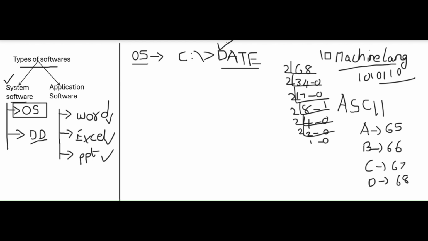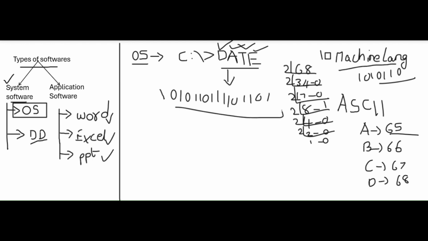Similarly, it will take A, whose ASCII value is 65, and convert it into binary language. It will take the ASCII value of T and convert it into binary, and then E. So the computer converts this date into binary values like this. Suppose it's not an exact number, something like this. Now the computer understands this. The next step is that the computer will produce the date.